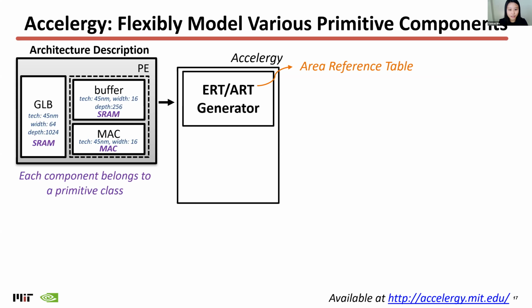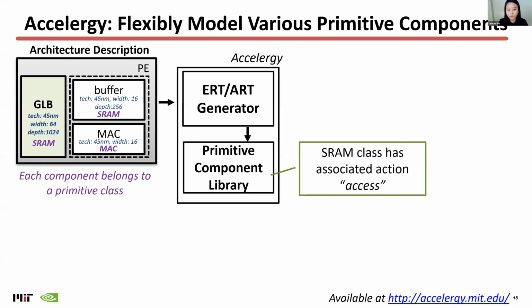So how does the energy reference table generation work? First, Accelergy will identify the component in design. In this example, the global buffer is identified by Accelergy, and Accelergy is able to capture both the hardware attributes of the global buffer as well as the primitive component class that it belongs to. The energy reference table generator queries a primitive component library that's stored in Accelergy, which summarizes the common primitive component classes that are popular in accelerator designs. Of course, users can supplement this library if they have their own primitive components.